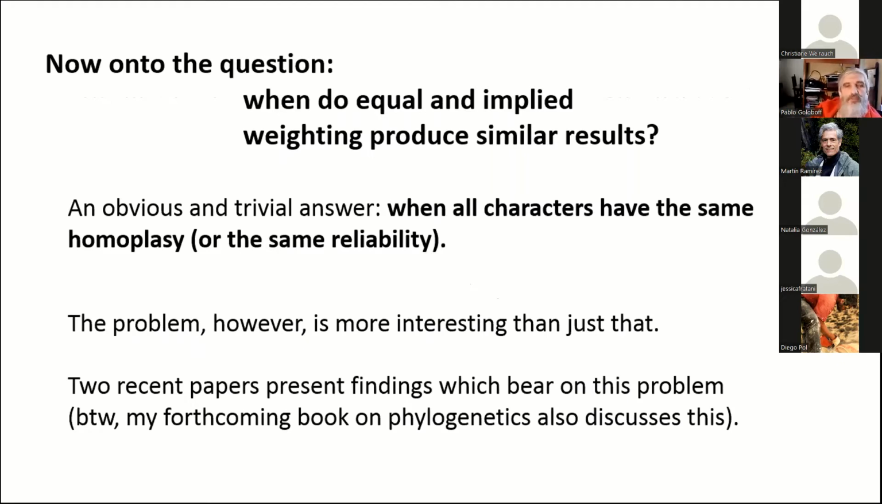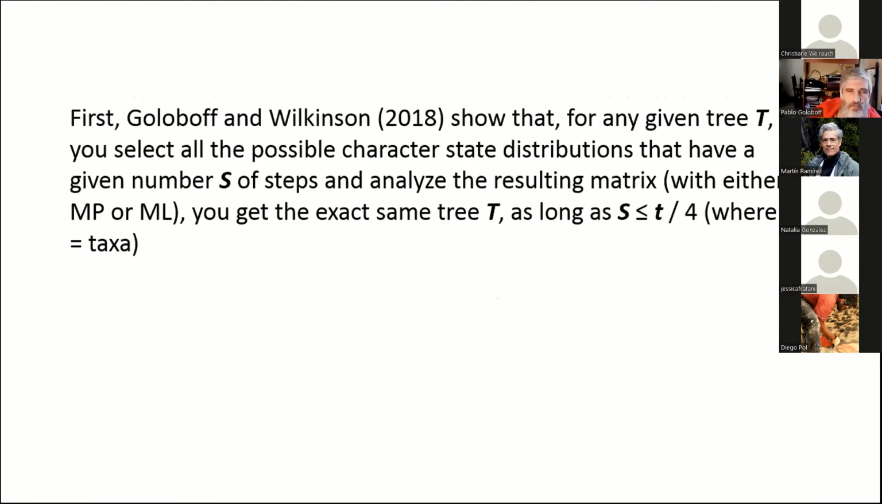There are two recent papers that present findings which bear on this problem, and this is also discussed in my forthcoming book. The first paper is by Goloboff and Wilkinson, 2019, who show that for any given tree T, if you select all the possible character state distributions that have a given number S of steps on that tree, and you analyze the resulting matrix, either with likelihood or parsimony, you get the exact same tree T, as long as the number of steps S is within a fourth of the number of taxa.